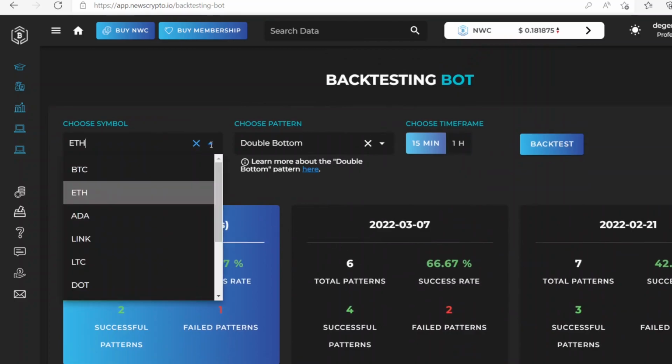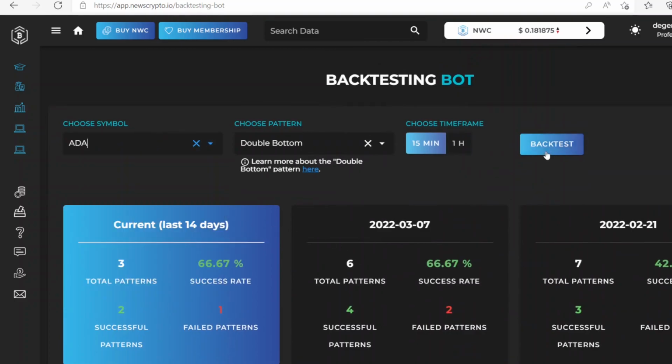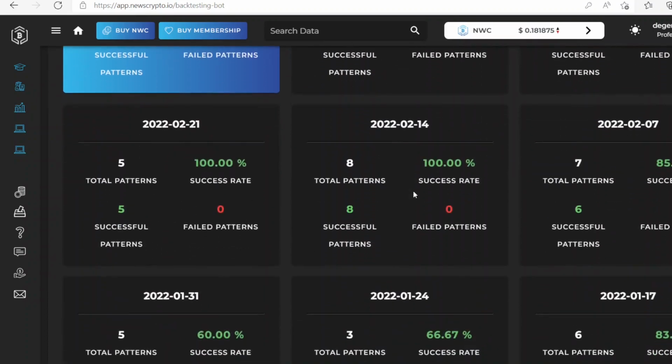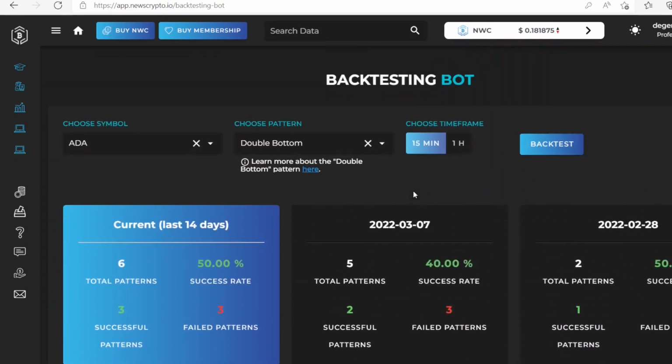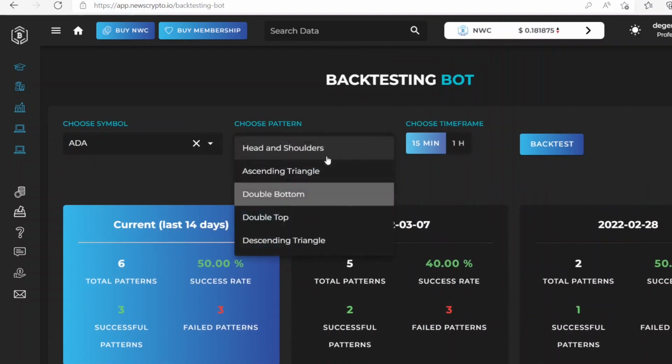And then, for example, you want to see how that worked on Cardano. You could look at it there, and there are all the different patterns: head and shoulders, descending triangle, double top, and double bottom. So far they've got these available.